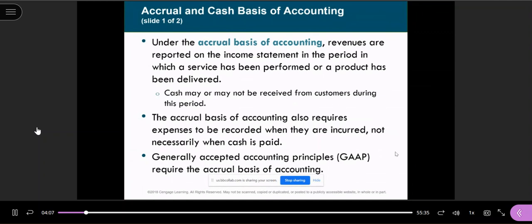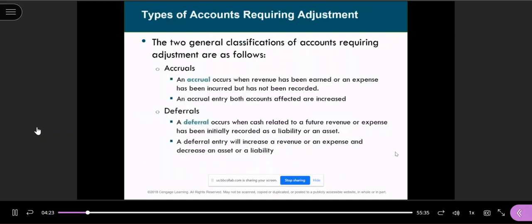So we're focused on that accrual basis, and that is required by GAAP, which again stands for Generally Accepted Accounting Principles. And that causes us to have to do this adjusting process. And again, the adjusting process is really going to be updating certain accounts at the end of the month. So there's 2 basic types of adjustments that we're going to do. The first one is called an accrual, and that happens when revenue has been earned or an expense has been incurred during the period, but we just haven't recorded it yet.